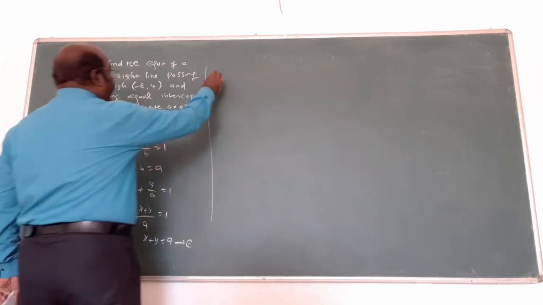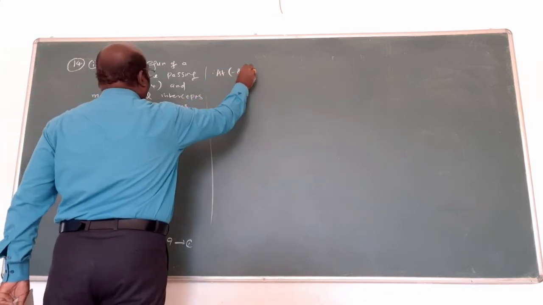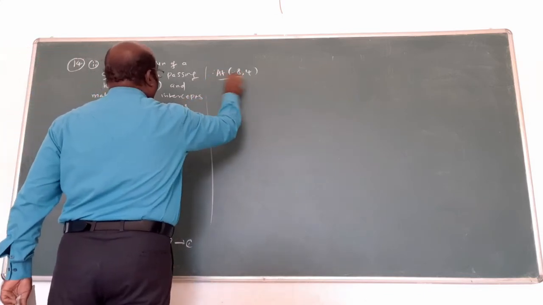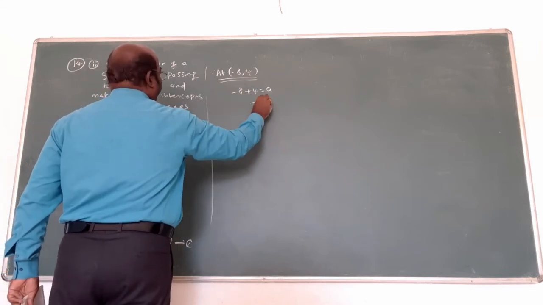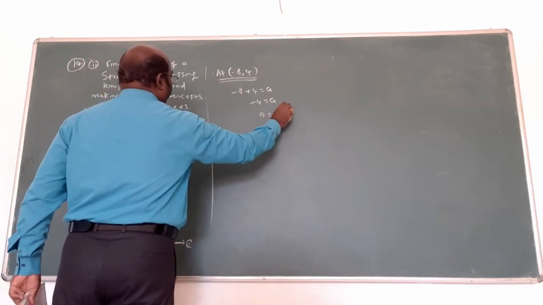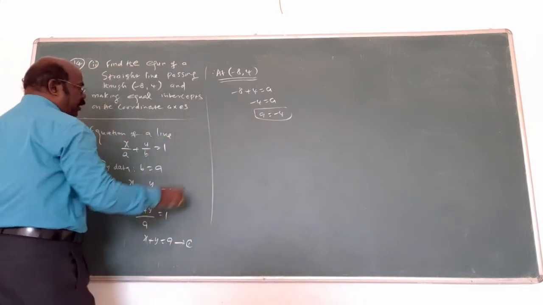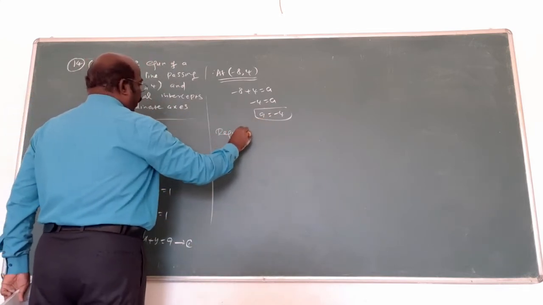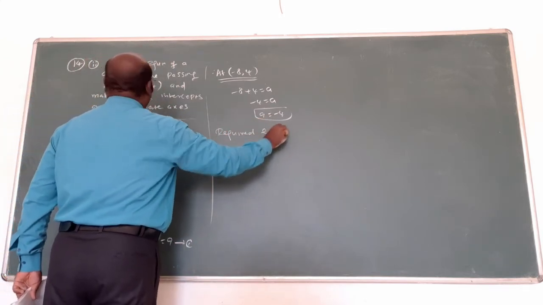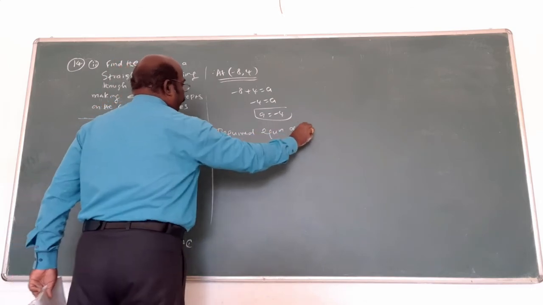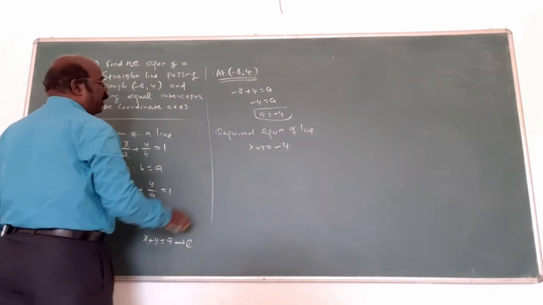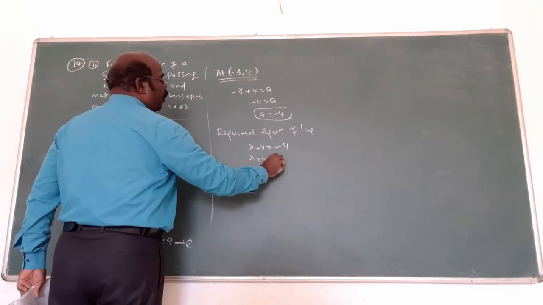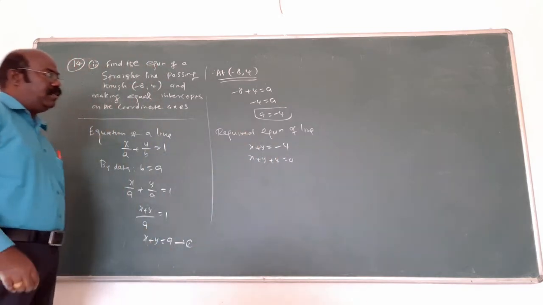Now, what is the point? The point is minus 8, 4. What is the answer? Minus 8 plus 4 equal to a. Minus 4 equal to a. a equal to minus 4. Once I substitute the a value here, the required equation of the line is x plus y equal to minus 4, that is, x plus y plus 4 equal to 0. This is the answer. That's all.